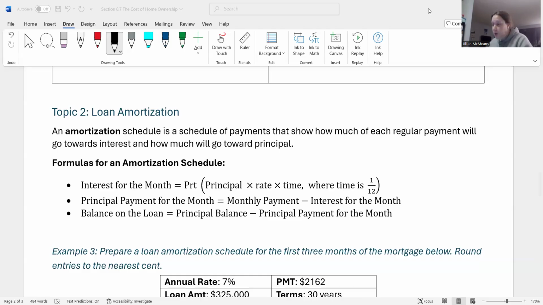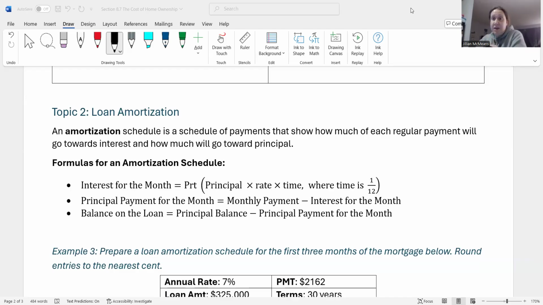For topic two, we're going to talk about loan amortization. Okay, so there's something called a loan amortization schedule. Anytime you have one of these big installment loans, I don't know that they necessarily present it to you anymore, but once upon a time they would present to you a loan amortization schedule.